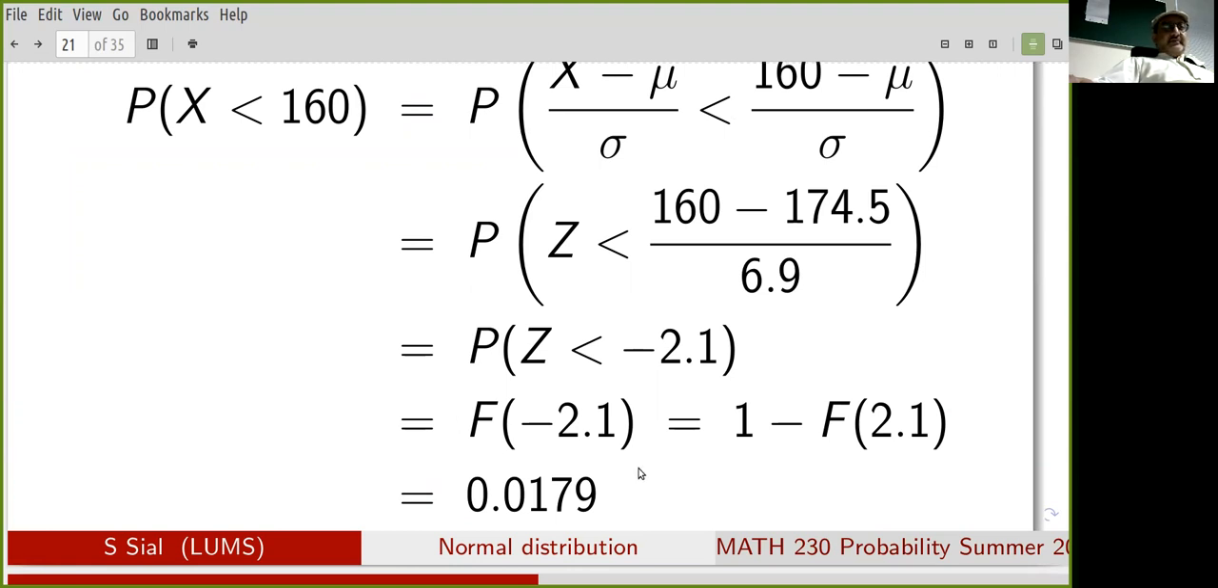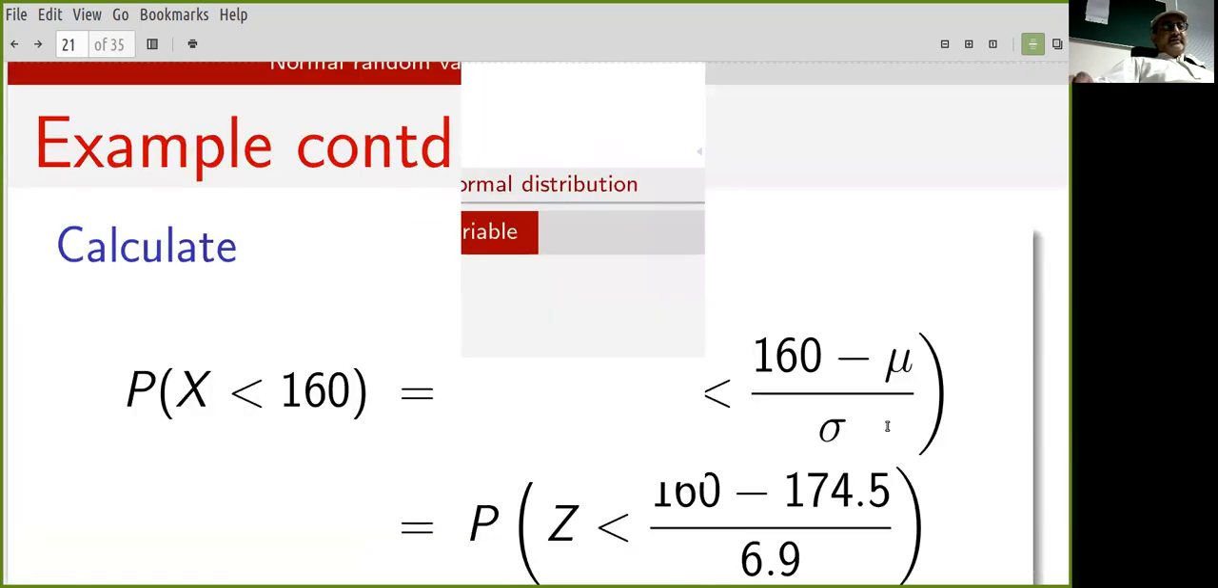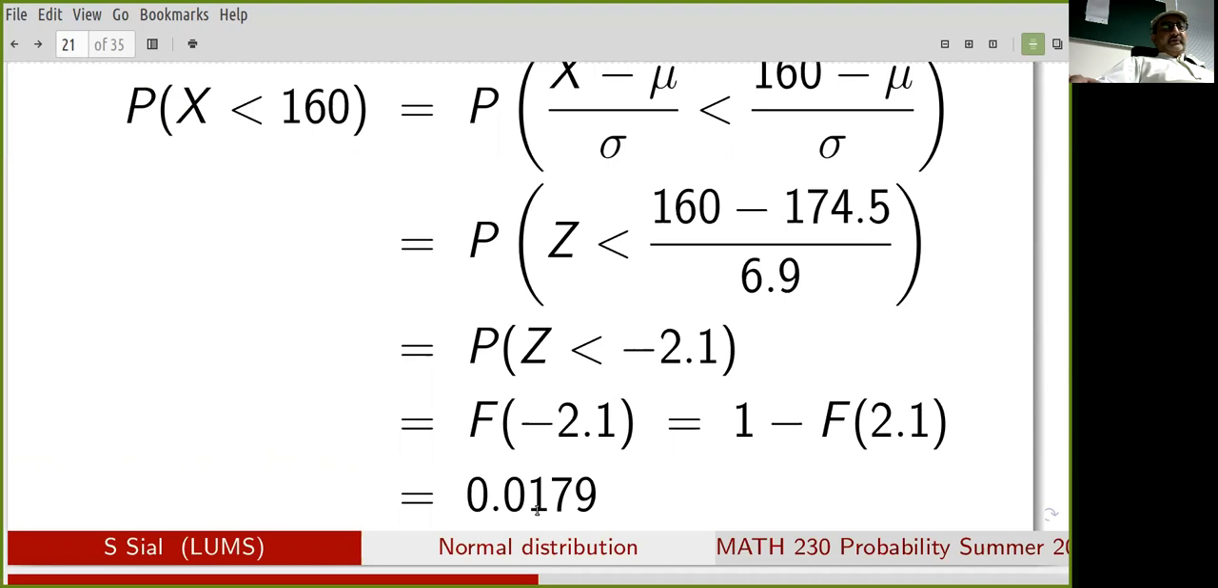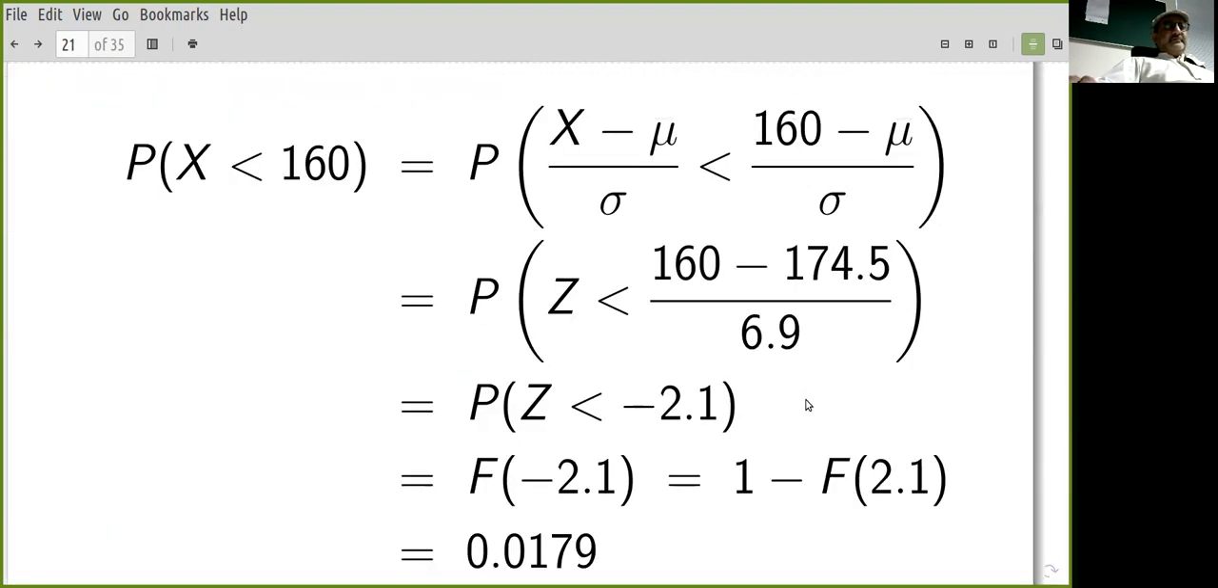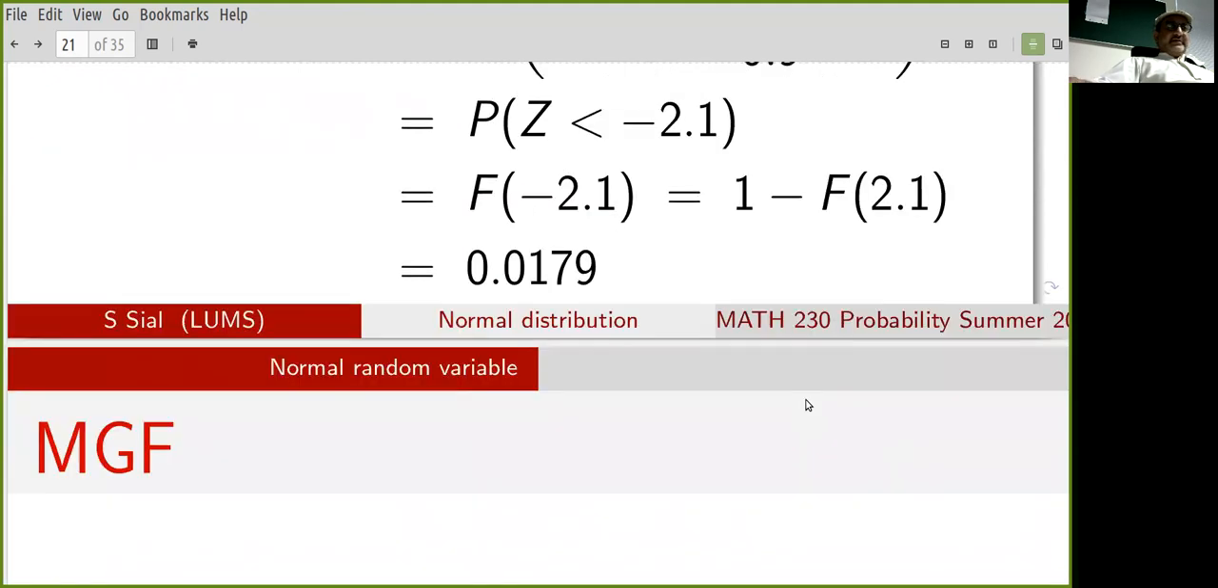That's F of minus 2.1, which is 1 minus F of 2.1, which is 0.0179. So you multiply that probability times 1,000 students, and we would say 17, 18 students would have heights less than 160.